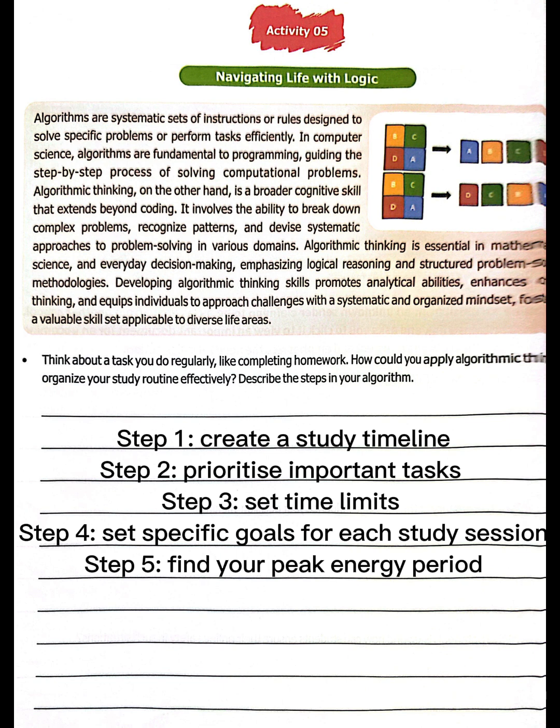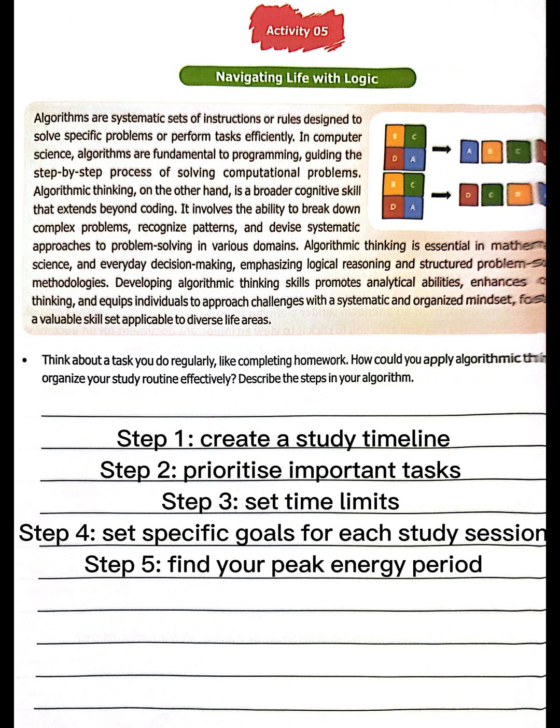Our next activity is about navigating life with logic, about algorithms. In computer science, algorithms are the step-by-step process to solve different computational problems. So in this activity, think about a task you do regularly, like completing homework. How could you apply algorithmic thinking to organize your study routine effectively?